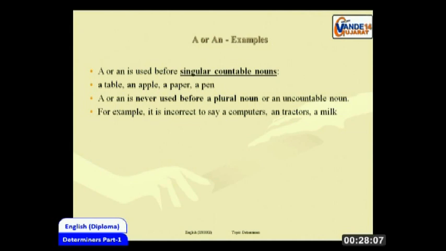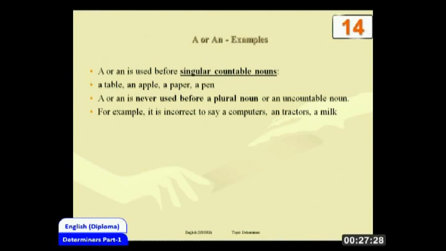Next, A or AN is never used before a plural noun or an uncountable noun. For example, it is incorrect to say "a computers", because the original meaning of article A or AN is one. Computers is a plural noun and we never use article A or AN before it. Further, "an tractors" or "a tractors": it is wrong to say "a tractors", because tractors is a plural noun.